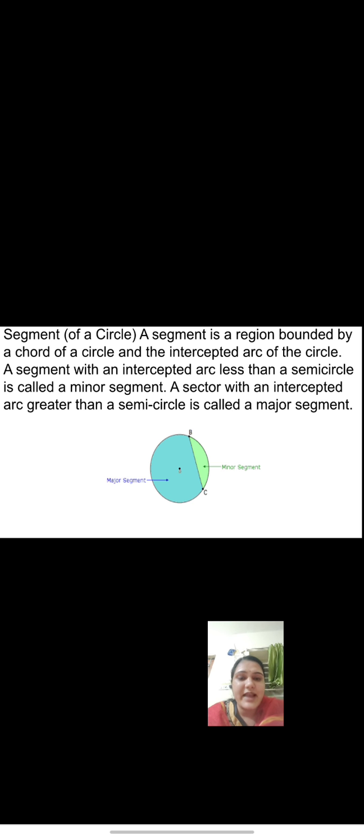Next is segment of a circle. A segment is the region bounded by a chord of a circle and the intercepted arc of the circle. A segment with an intercepted arc less than a semicircle is known as a minor segment. A segment with an intercepted arc greater than the semicircle is called a major segment.